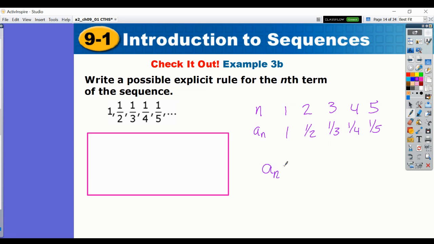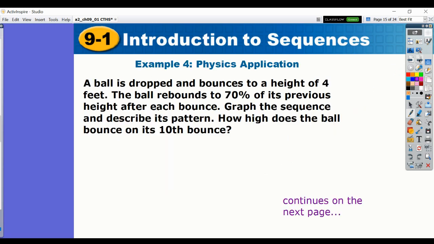I think we can come up with a really easy rule here. We could just do 1 over n. If I wanted the 10th term, I'm pretty sure it'd be 1/10. If I wanted the 100th term, it'd be 1/100th. So just by putting 1 over n, we can come up with that rule. So it doesn't have to have a common difference or a common ratio. It can just be another way to write the pattern.